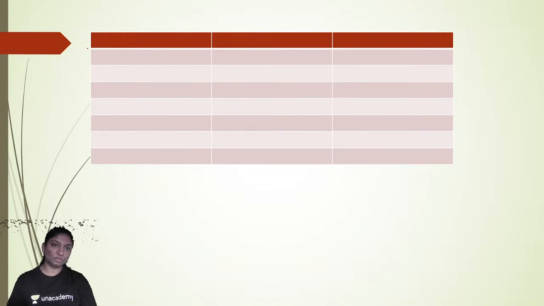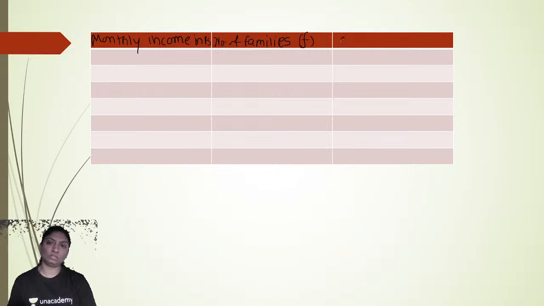Monthly income in rupees, and then number of families, that is your F. Then cumulative frequency, we are calculating this cumulative frequency.